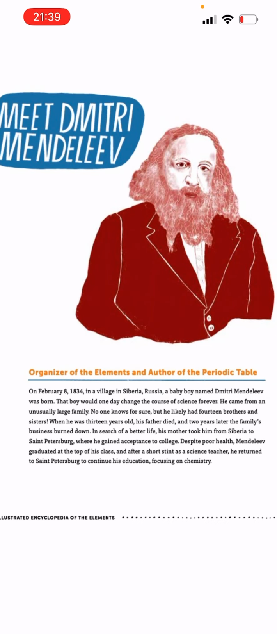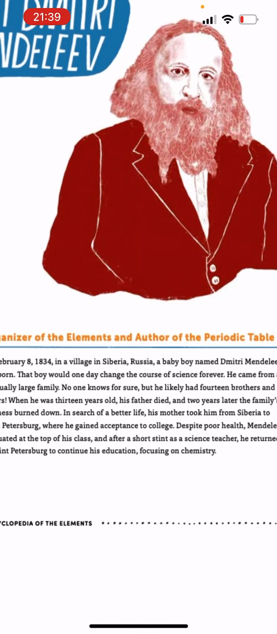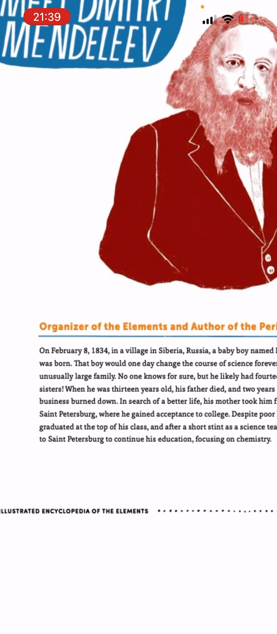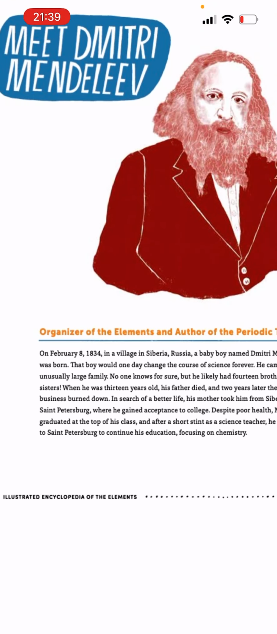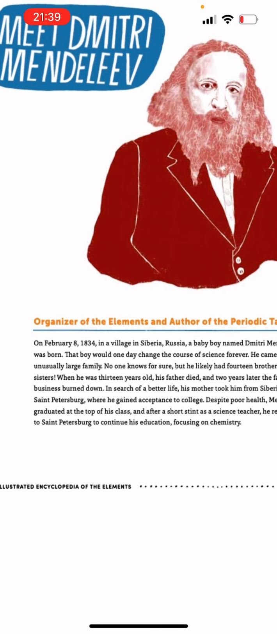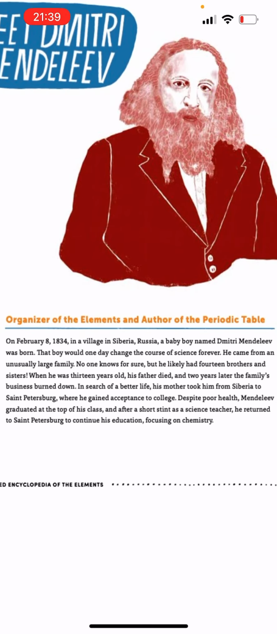Meet Dmitry Mendeleev, organizer of the elements and the author of the periodic table. On February 8, 1834, in a village of Siberia, Russia, a baby boy named Dmitry Mendeleev was born. That boy would one day change the course of science forever. He came from an unusually large family. No one knows for sure, but he likely had 14 brothers and sisters. When he was 13 years old, his father died, and 2 years later, the family's business burned down.